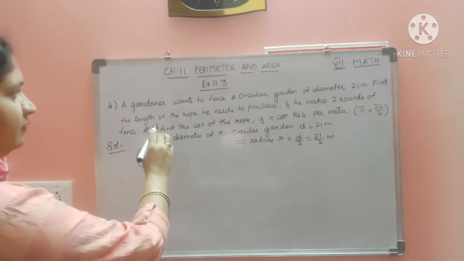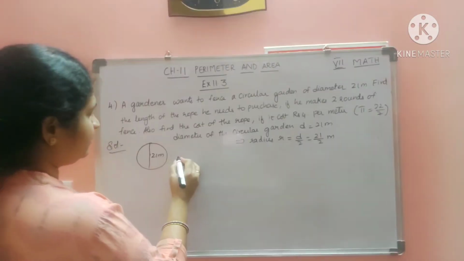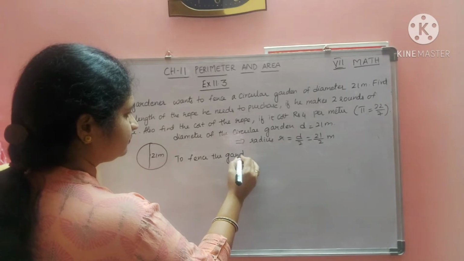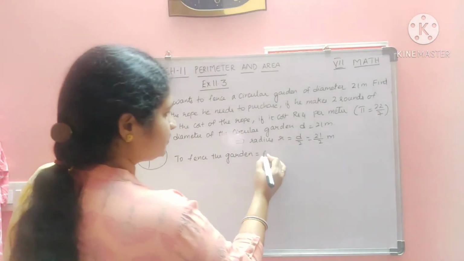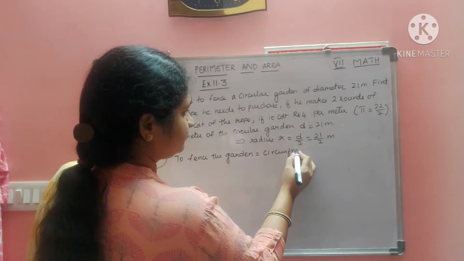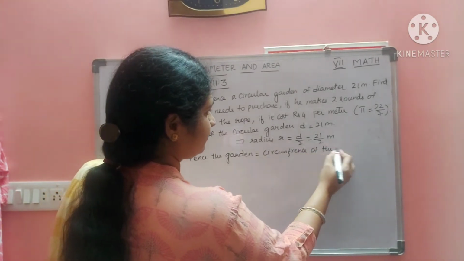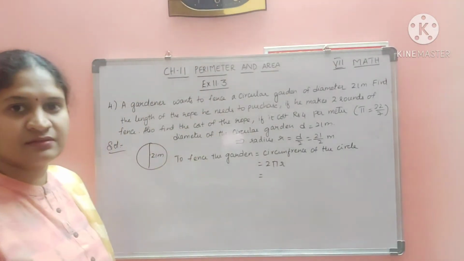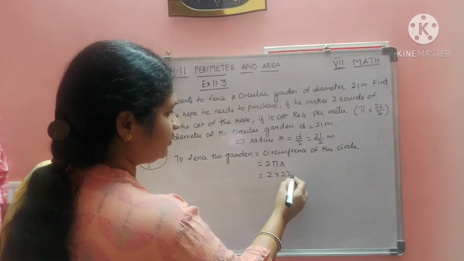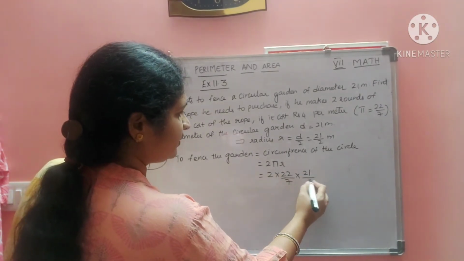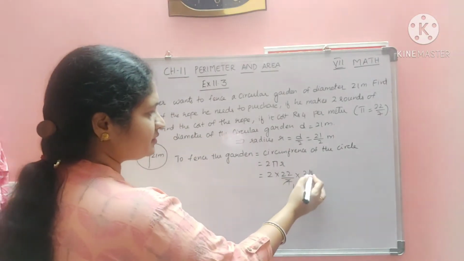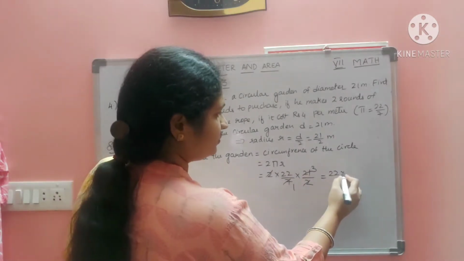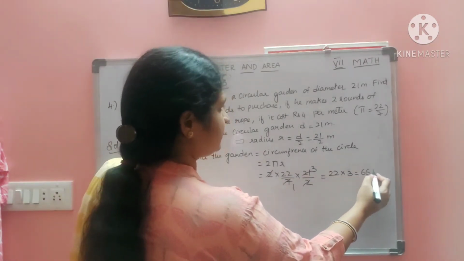Okay. He wants to fence that circular garden. To fence the garden, which is equal to circumference of the circle. Which is equal to 2 pi r, which is equal to 2 into 22 by 7 into 21 by 2. Right? 7 threes are 21, 2 ones are 2. Right? So 22 into 3, which is equal to 66 meters.